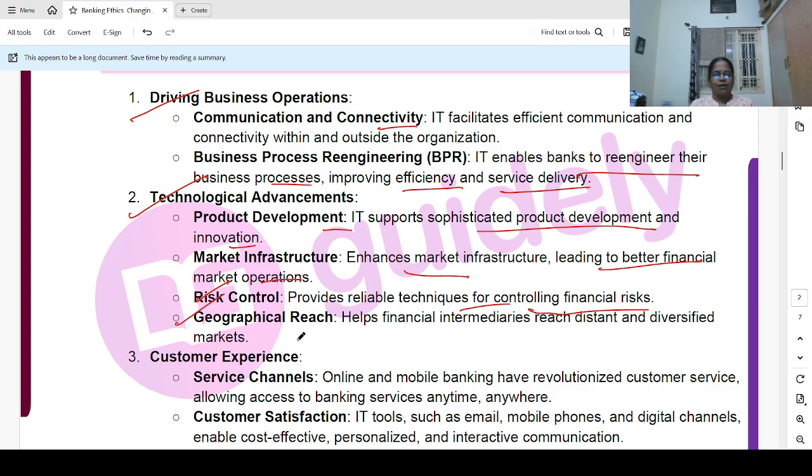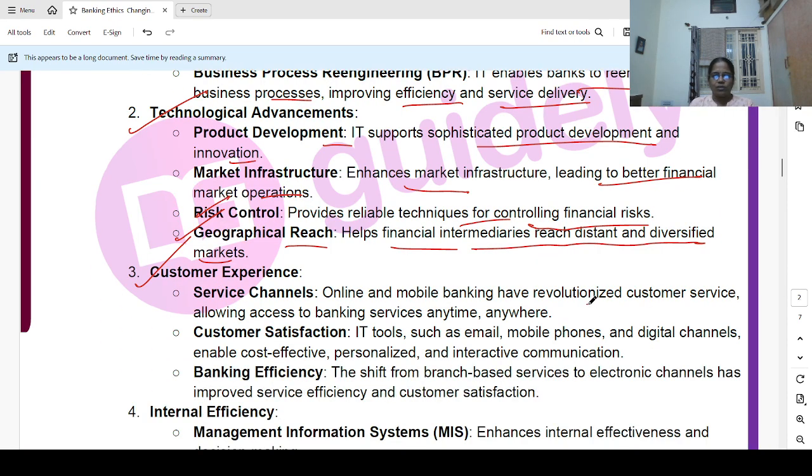Then geographical reach: it helps financial intermediaries reach distant and diversified markets, not only concentrating on their local markets. They come up with many diversified products, aiming at diversified markets. Another one is customer experience. Online and mobile banking have revolutionized customer service, allowing access to banking services anytime and anywhere, wherever they are.